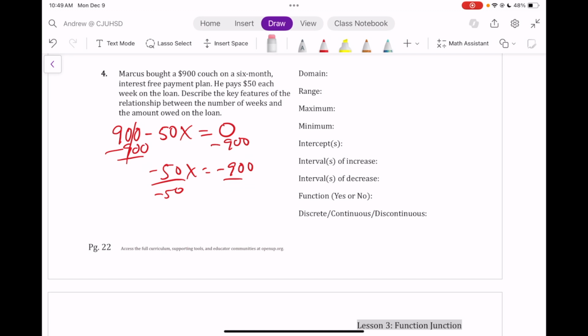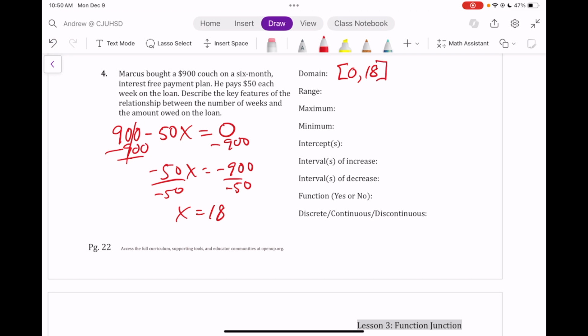That's kind of a mess. Let me try that again. And x equals 18. So really, x can't go past 18 because he's already paid off the couch by then. So the story is over. The domain goes from 0 to 18. Oops, let's try that again with the right kind of bracket.